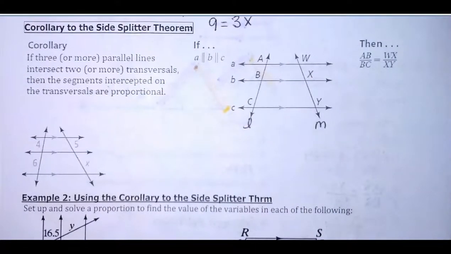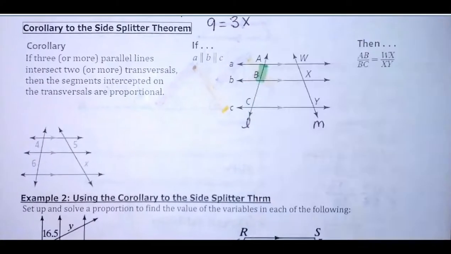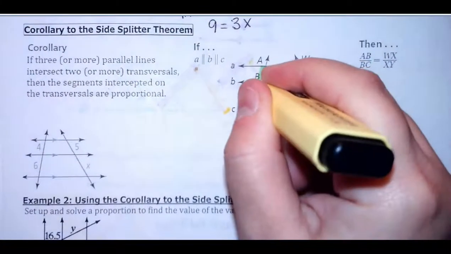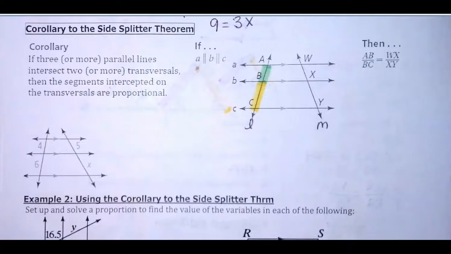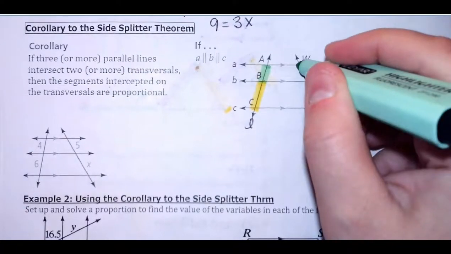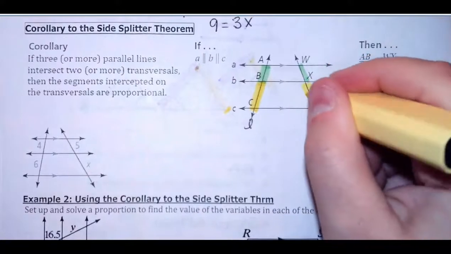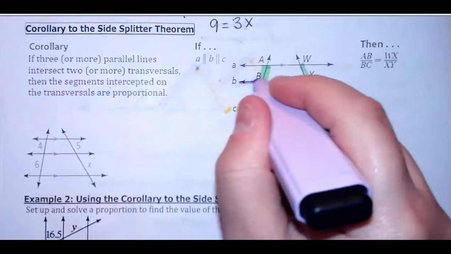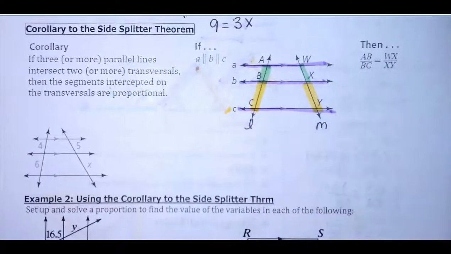So let me just see over here, like it says AB, that would be that segment right there, over BC, which would be this segment here, is going to be not equal to, but in proportion to WX over XY. So down the same side, and then these are split by these parallel lines here. So here's these parallel lines making these segments. So similar concept to the side splitter theorem, it just doesn't have to be in a triangle.